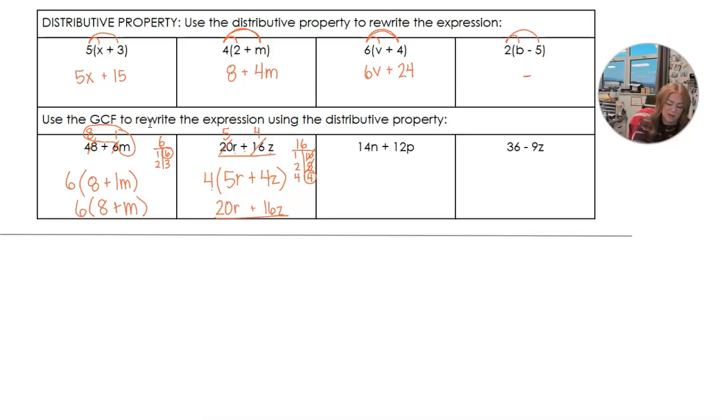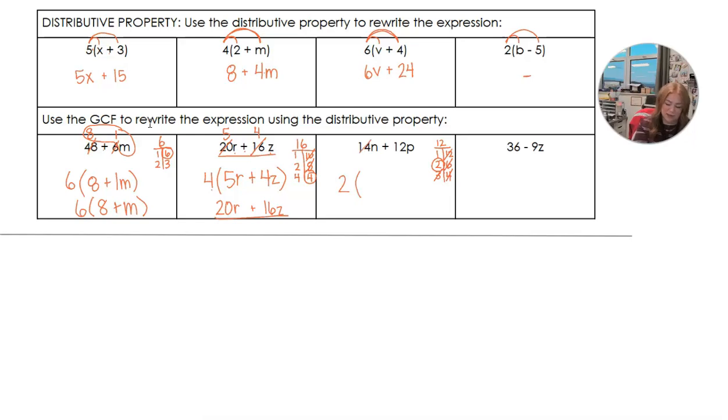Okay, our next one, we have 14 and 12. So we're going to list factors of 12, 1 and 12, 2 and 6, 3 and 4. So we need to decide which one 14 can divide by. Cannot divide by 12. 6, 12, 18 does not say 14. 4, 8, 12, 16. No. 3, 6, 9, 12, 15. Close. But it does divide by 2 because it's even. So 2 is the GCF.